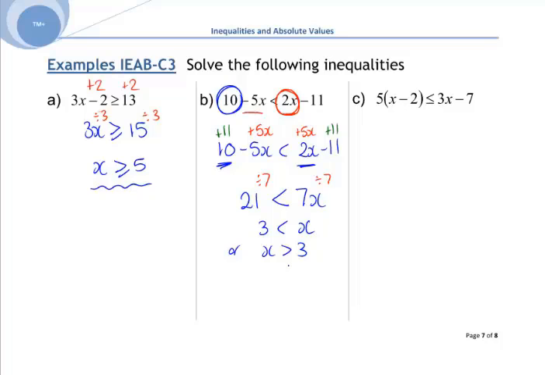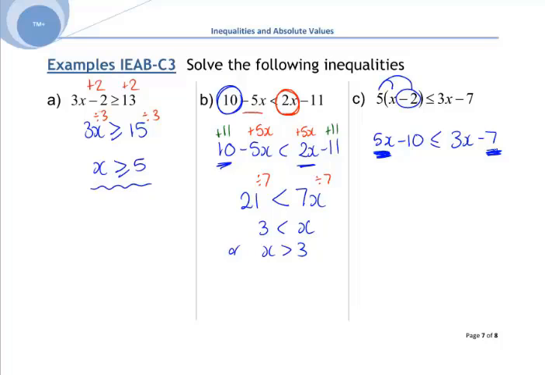Okay. In the next one, I have a bracket, so let's get rid of that first. 5 times x, 5x. 5 times negative 2 is negative 10. That's less than or equal to 3x minus 7. Okay, pick which side you want things to stay. If I take 5x from both sides, this is going to become a negative. So my higher x is over here, so that's where I'm going to leave it.